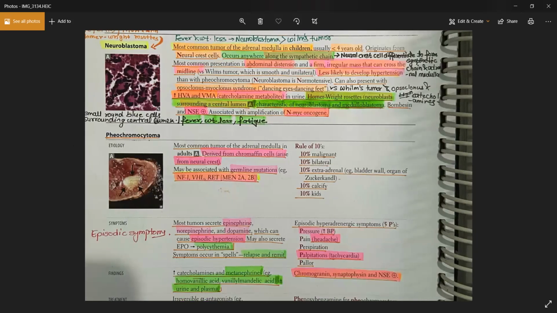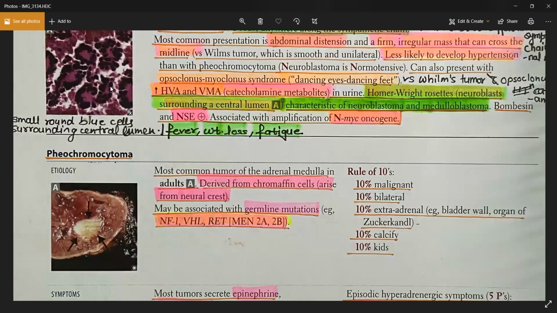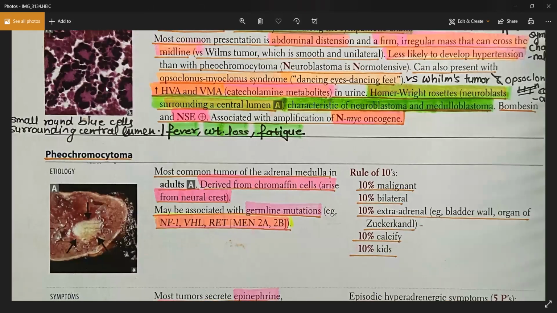They will describe these neuroblastoma cells as small round blue cells. If they do not give you the histology, they will give you a description of the tumor. They will tell you there is a central lumen which is kind of eosinophilic, and surrounding that central lumen there will be small blue round cells. Every cell is small, every cell is very blue, and all of the cells are of the same size.